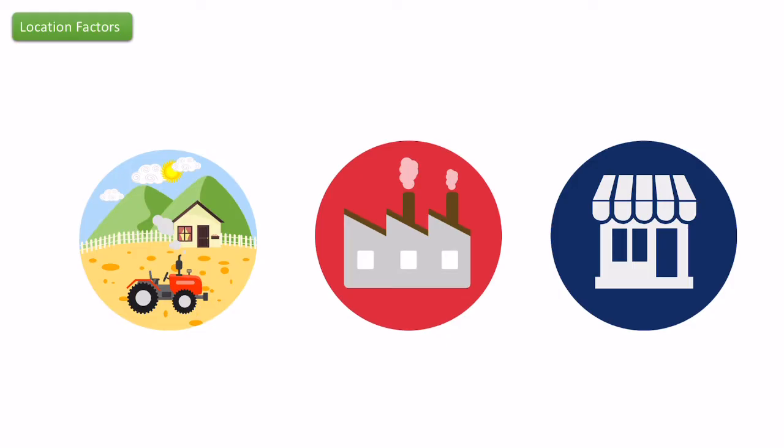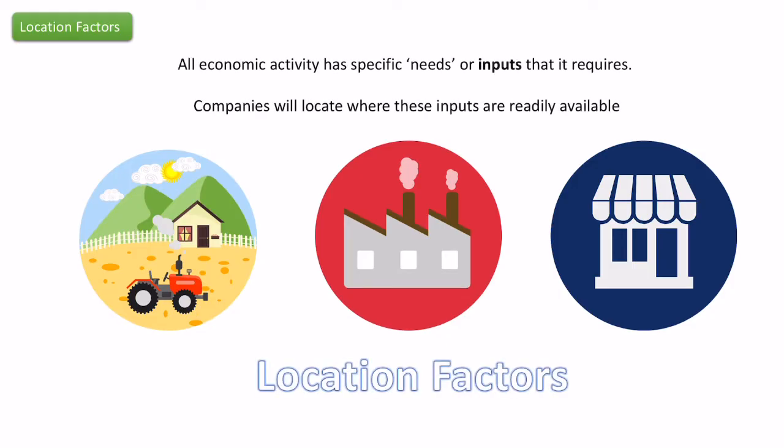So location factors is the idea that all economic activity needs certain things to be able to exist. We can call them needs, or we might call them more technically inputs. They need inputs to be able to exist as that type of economic activity. Companies and businesses will locate where those inputs are very, very easy to access. And this is what we call location factors. Whether it's farming or industry or retail, they will all have slightly different needs, and therefore they will locate in slightly different areas to meet those needs.